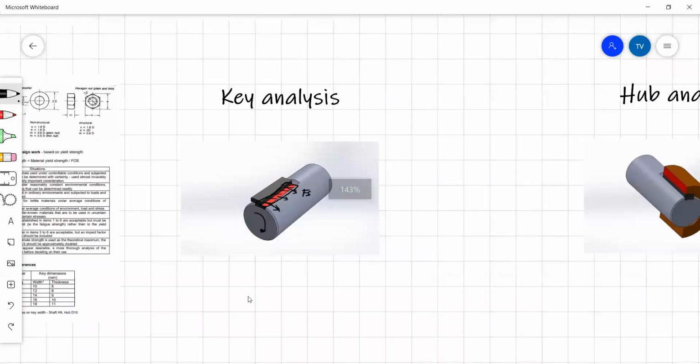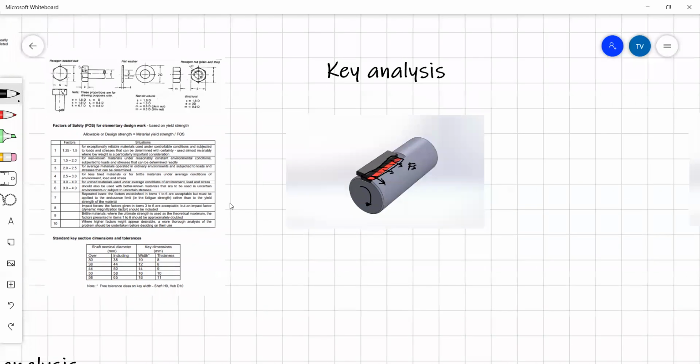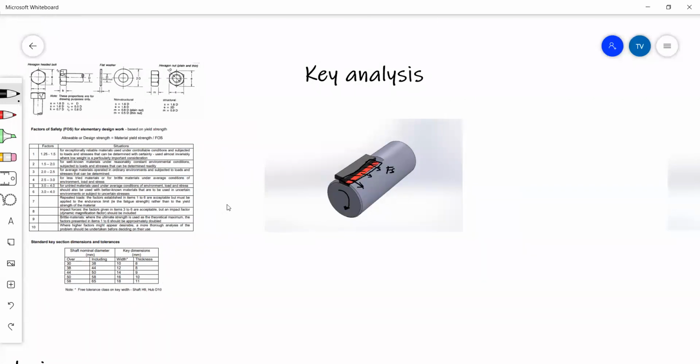Now, reading the question, we know the different types of keys that we can have depending on the shaft size. So our shaft size is 48. This table says anything over 44 and including 50, so 48 falls in this bracket. We'll have a key width of 14 and a key thickness of 9 millimeters. What's the formula for stress, either normal stress or shear stress? Force divided by area.